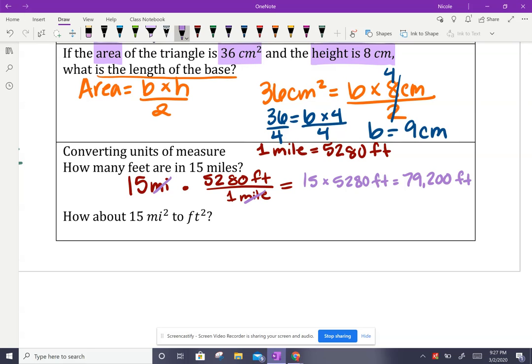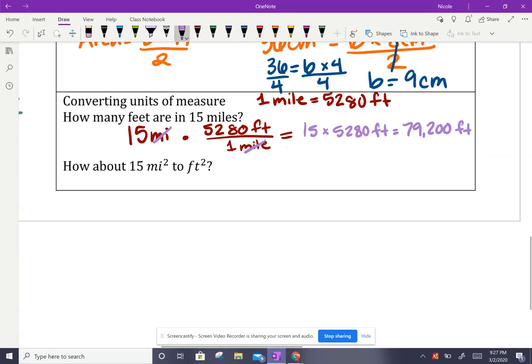We're going to do the same thing with miles squared. Just a reminder, side note, I'm going to write it down here kind of towards the bottom, that miles squared is the same as miles times miles. So for my problem, it says we have 15 miles squared to feet. So 15 miles squared, I know in one regular set of miles, I have 5,280 feet per 1 mile.